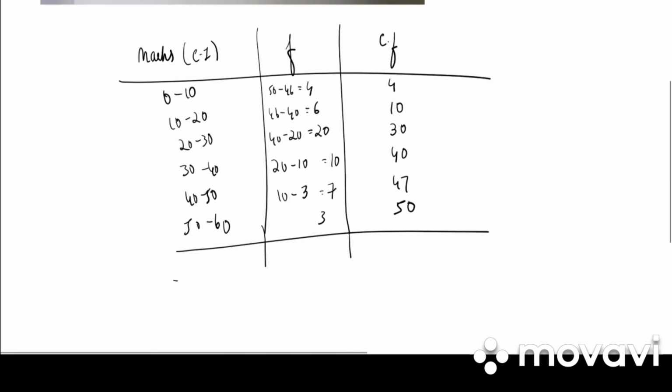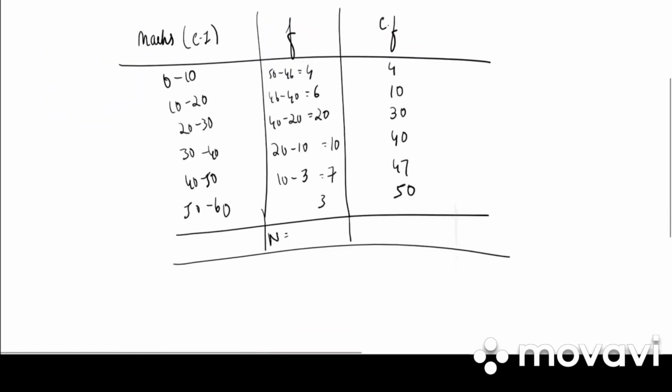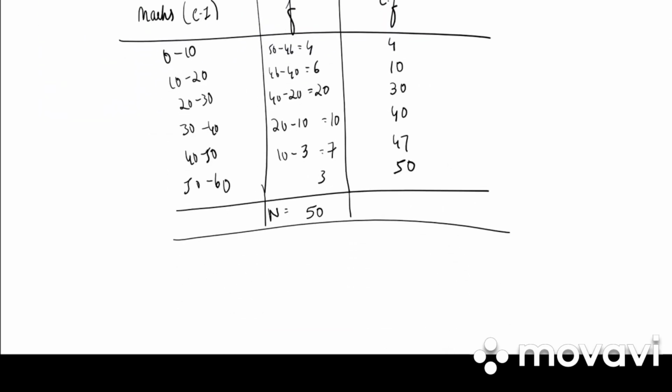How do we find the frequency? 50 minus 46, 4. 46 minus 40, 6. 40 minus 20, 20. 20 minus 10, 10. 10 minus 3, 7. And last will be 3. Then we find cumulative frequency: 4. 4 plus 6, 10. 10 plus 20, 30. 30 plus 10, 40. 47 and 50. So what is n? n is equal to 50.